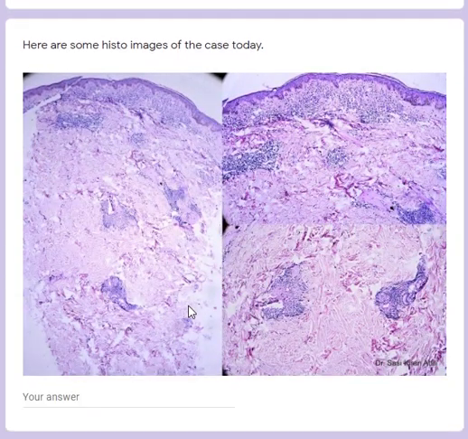The histo images from this case today show, so the first set of images are essentially lower powers. This is a lower power showing a superficial and deep perivascular and also periappendageal infiltrate. You can see here these are eccrine glands, and here these look like sort of nerve bundles, muscles. This is the arrector pili muscle, and also there is an infiltrate in the papillary dermis. Okay, so it's a superficial and deep infiltrate.